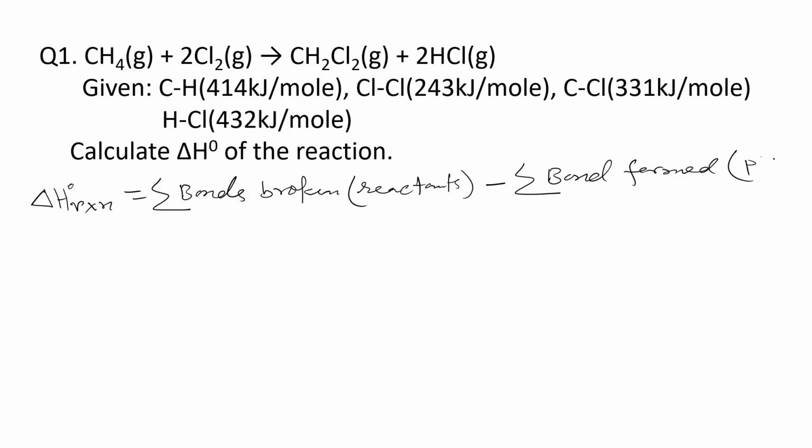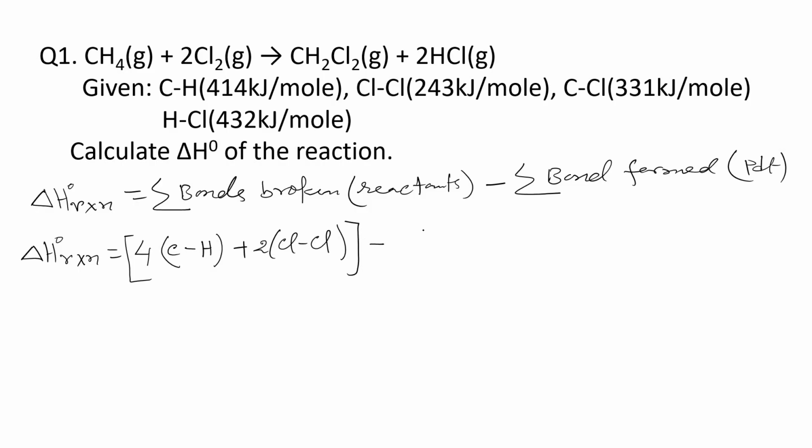That means it is product. Already we have seen this one. Now put the values. So here delta H naught of reaction will be equal to: there are 4 carbon hydrogen bonds, so 4 carbon hydrogen plus 2 chlorine bonds in the reactant side plus 2 chlorine bond, right? So this reactant part is over.